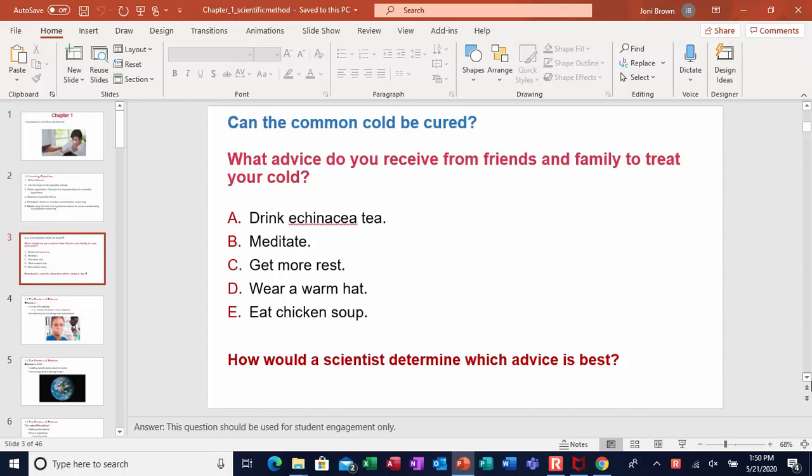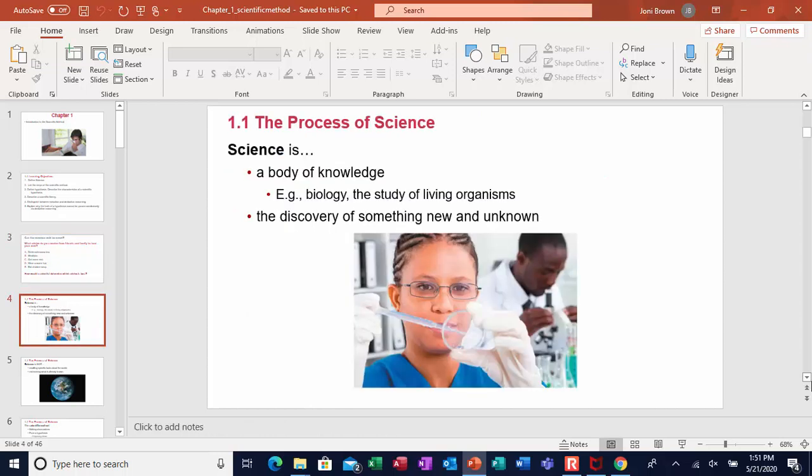Can the common cold be cured? You know, we've all gotten a lot of advice from friends and family about how to treat a cold. Do you drink echinacea tea or meditate or get more rest, wear a warm hat, eat chicken soup? That might be advice you've gotten from friends and family. But how would a scientist determine how to answer this question? Which advice is the best advice?